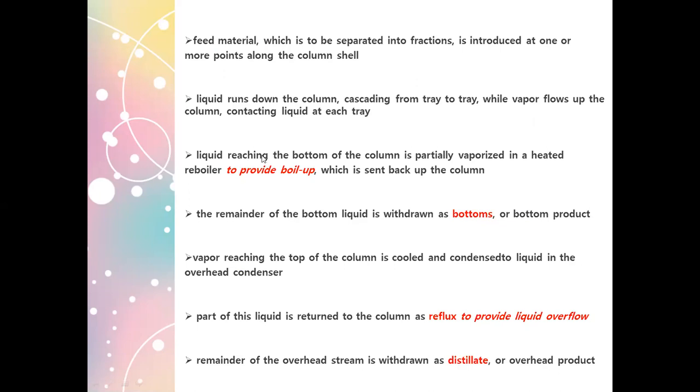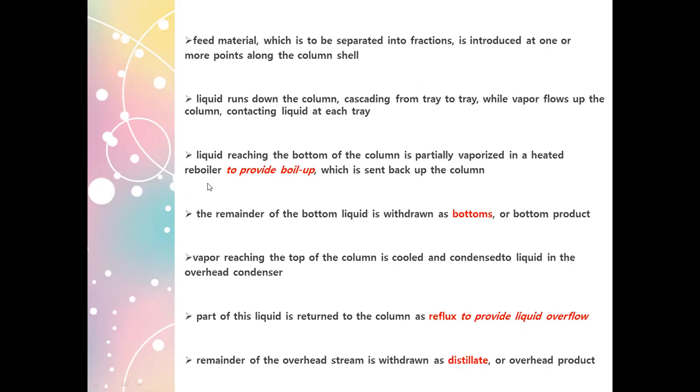Now, liquid reaching the bottom of the column is partially vaporized, meaning only a portion of the liquid that is flowing down the column is turned into vapor. And it is done by what we call the reboiler. So it is an auxiliary equipment that has the goal of providing the boiled up vapor that is going to flow countercurrent to the liquid that is flowing down.